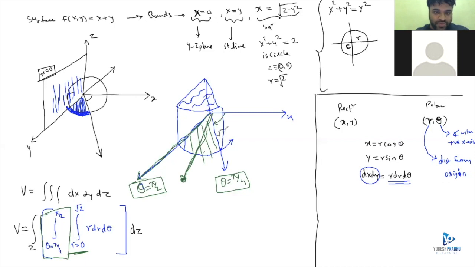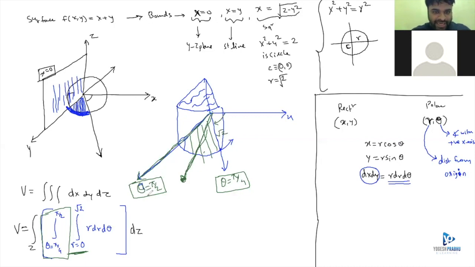Root 2 max. Do you get it? Its distance is R. R can be only square root of 2. And the lowest the distance will be is 0. Is this point going to have distance between 0 and root 2? Yes.